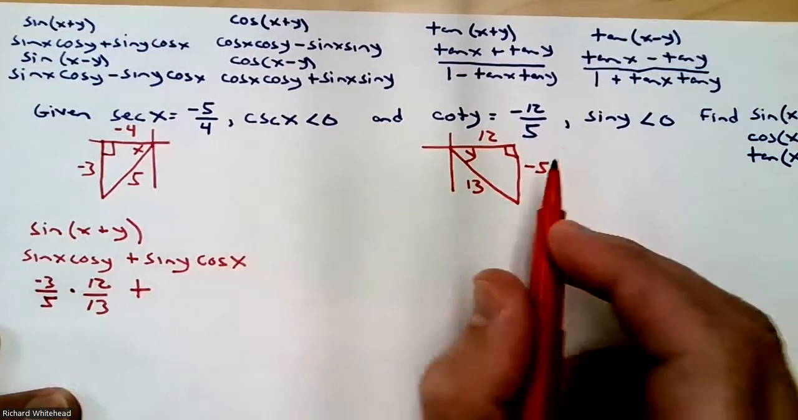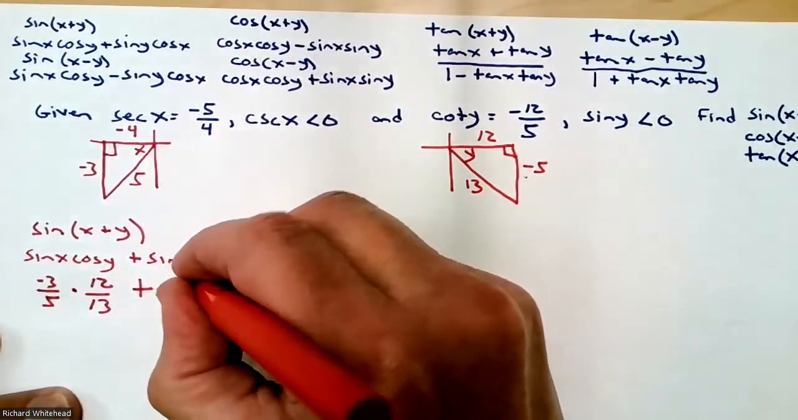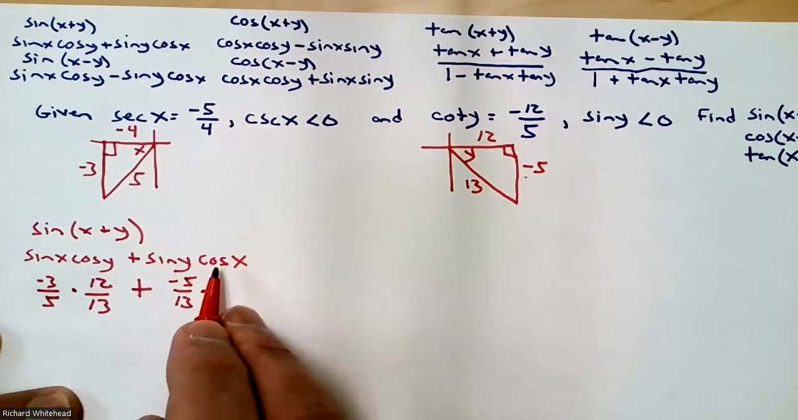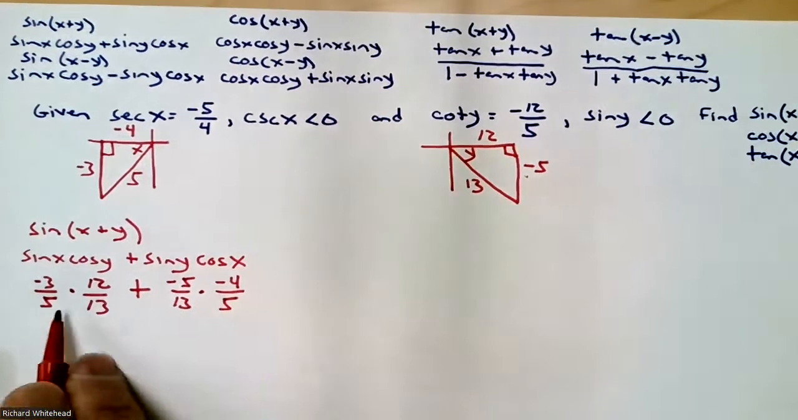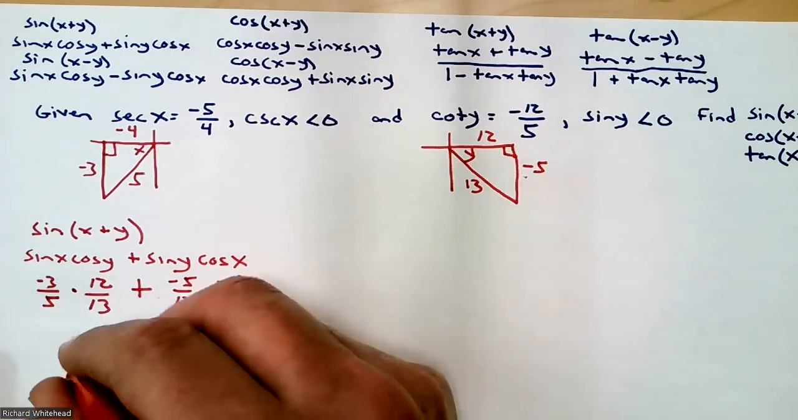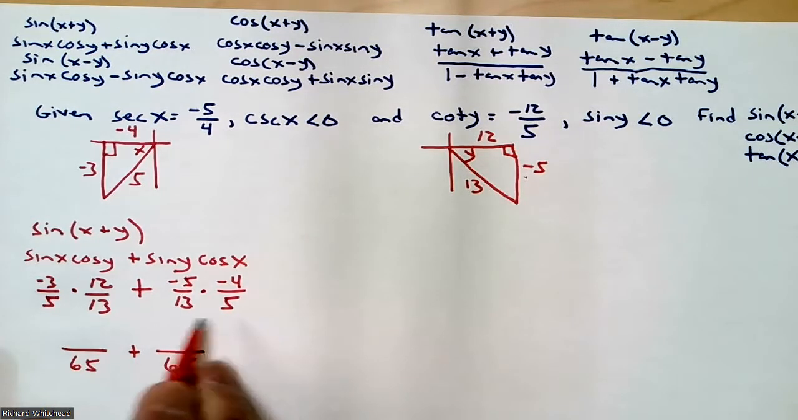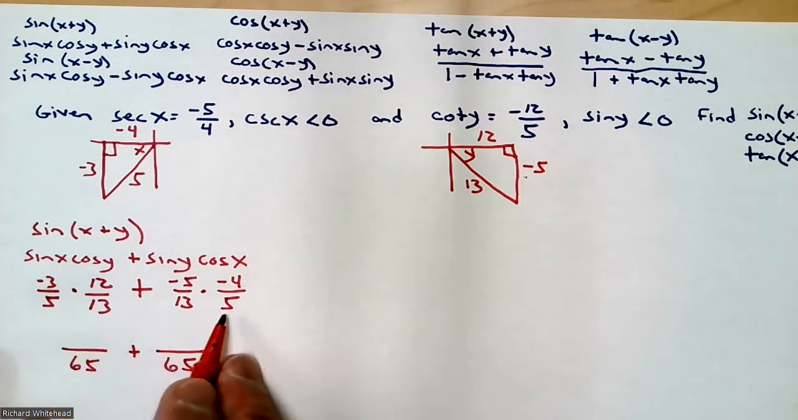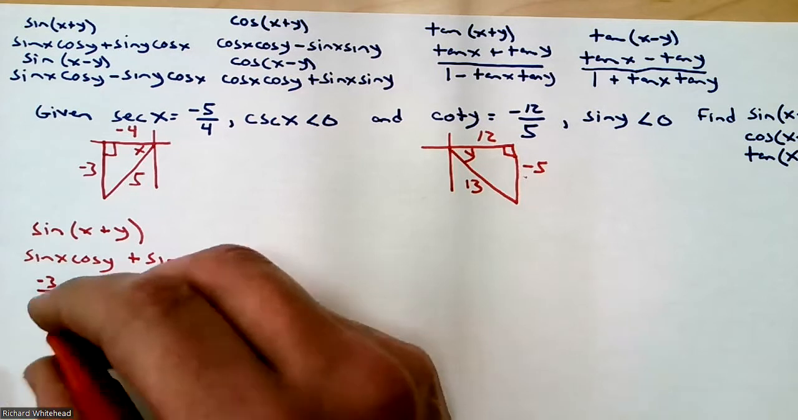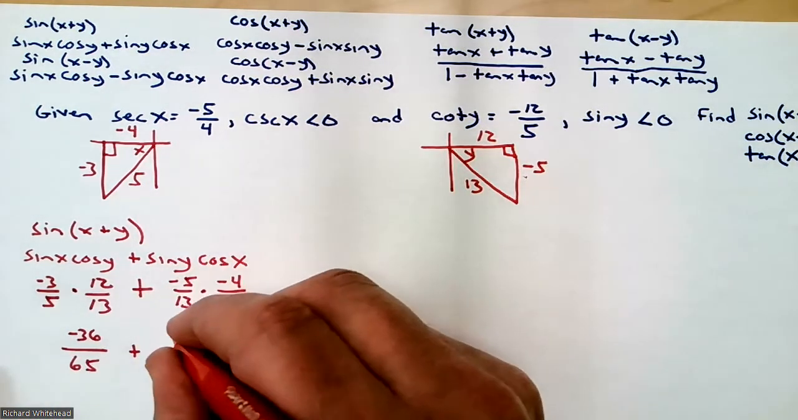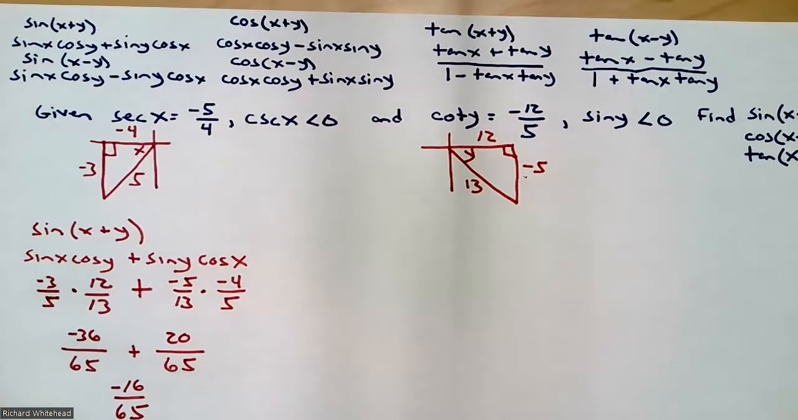Big plus sign, sine of triangle y. Well, the sine of triangle y, -5/13. Cosine of x, so if I look at x, well, that's -4/5. Now we just clean this up. And one thing that happens every year when you're doing these problems, the denominator should be the same. So what do we get here? -36 plus 20. So -16/65. So it's really not that big of a deal.